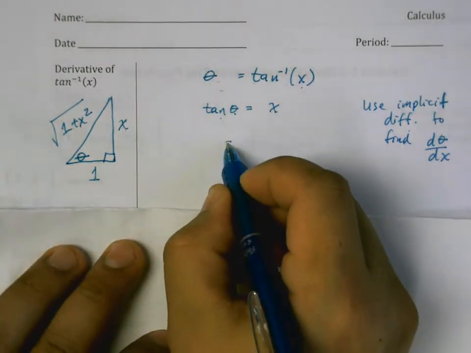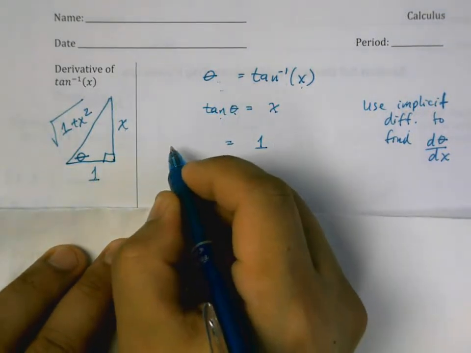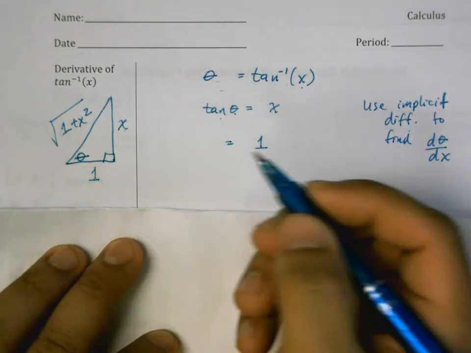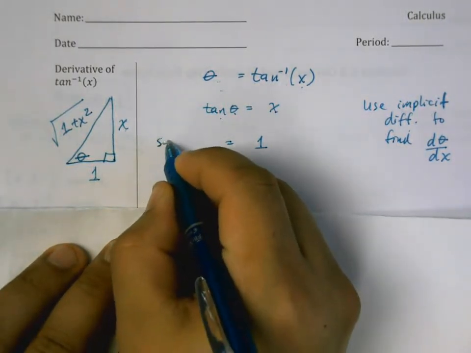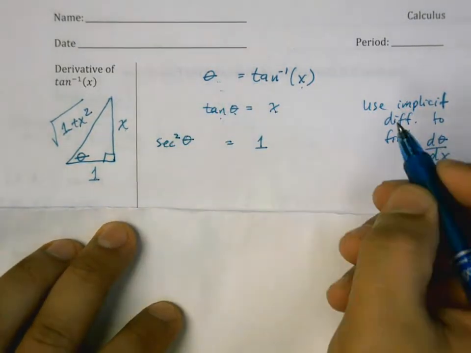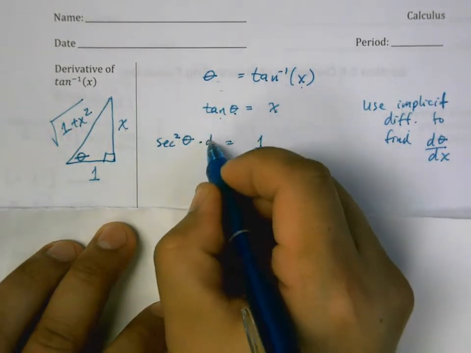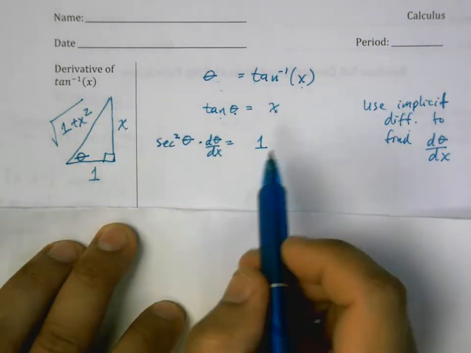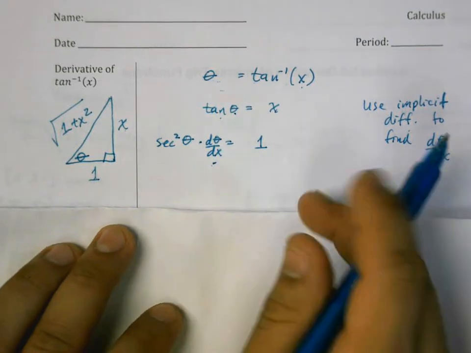So the derivative of the right-hand side is just 1. The derivative of tangent, hopefully you were able to jump in and get that answer right away. If not, you should study these derivatives. But it is the secant squared of theta. And then remember that theta is a function of x, so we still have to multiply this by d theta dx. Okay? And this quantity, d theta dx, is what we're going to solve for.